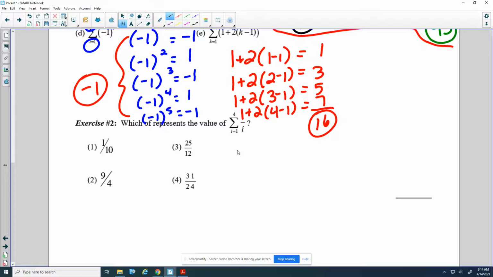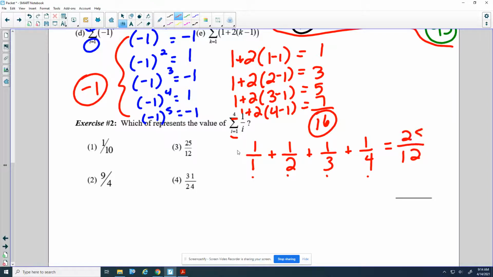Which of the following represents this expression? I'm just going to erase a little bit so I can read it. So this is just the same deal. We're starting out by plugging in a 1 up to a 4. So, just showing you, you could write it horizontally. I plugged in a 1, plugged in a 2, plugged in a 3, and plugged in a 4. And if I add those up, my LCD is 12 for 1, 2, 3, and 4. And changing my numerators, I would end up with 25 over 12.